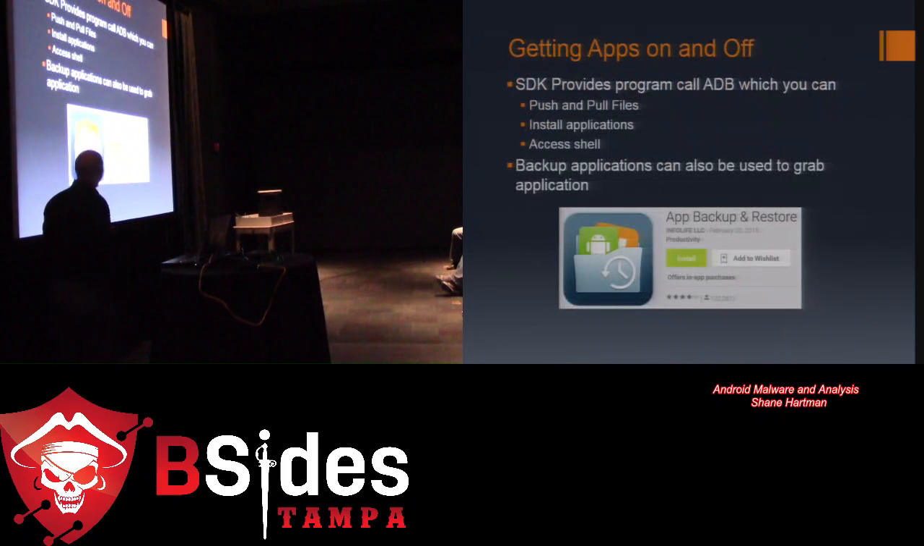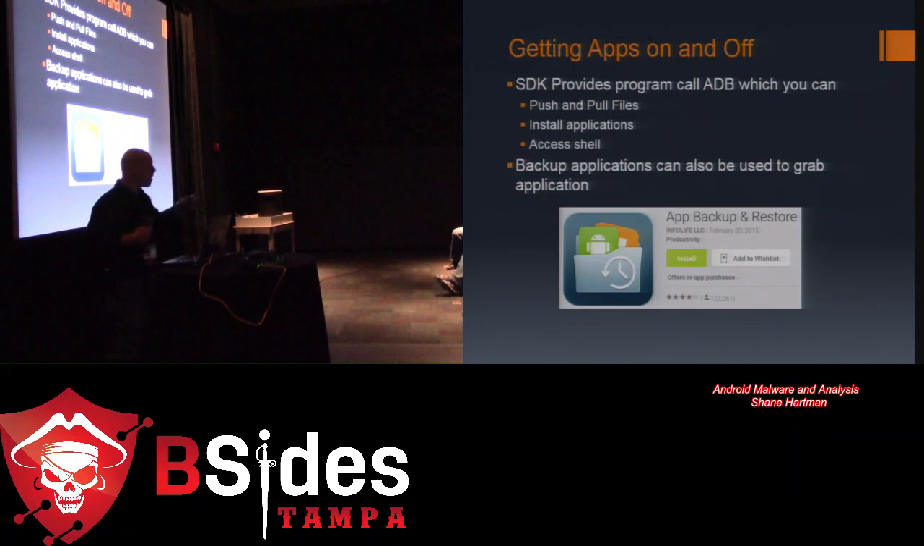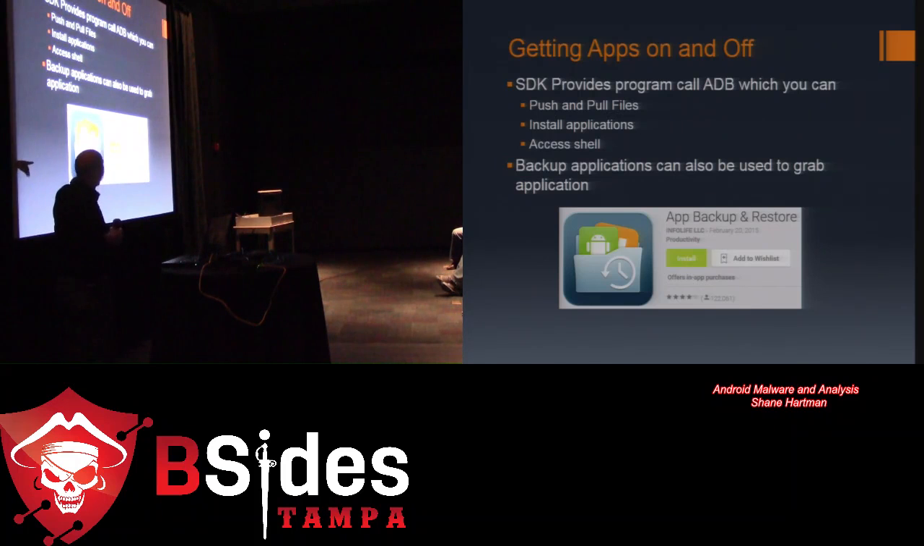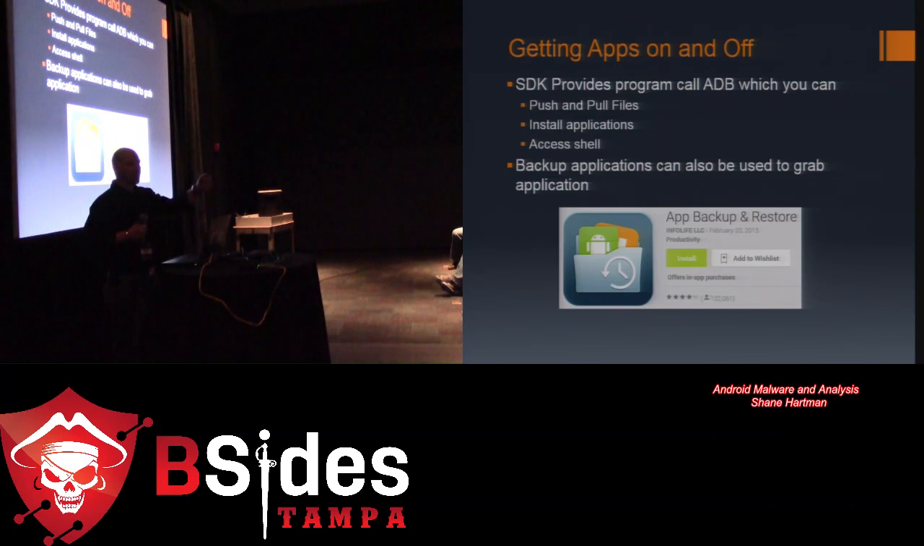Now, if you want to get apps on and off a machine, and you don't want to use the ADB, you can use applications that are within the Google Store, such as the App Backup and Restore. I use this a lot, especially when I get requests going, hey, we think there's something on the Play Store that might be malicious. Can you download it and look at it? You can't go to the Play Store and just click download. It doesn't let you do that. You don't have a mechanism by which to do that. You have to go through the actual Play Store app or through your web page and do the Play Store.